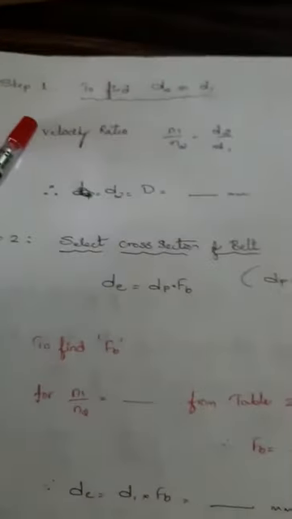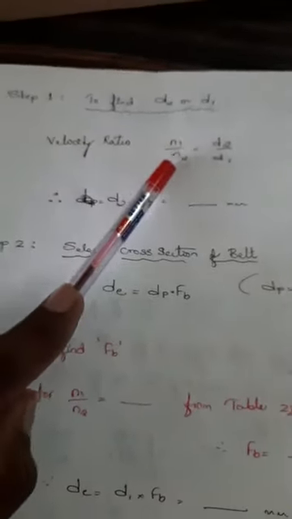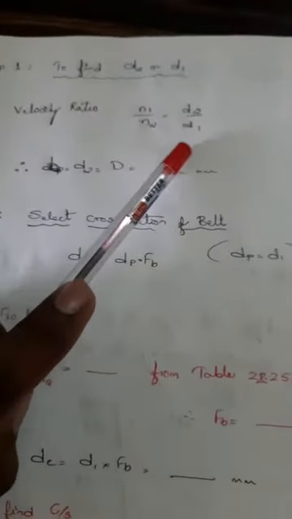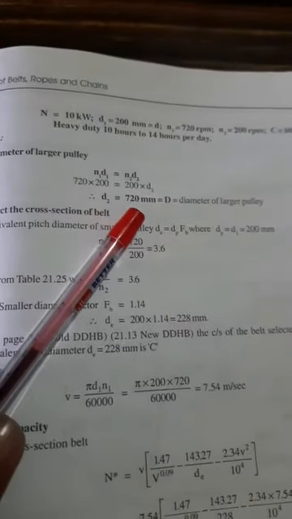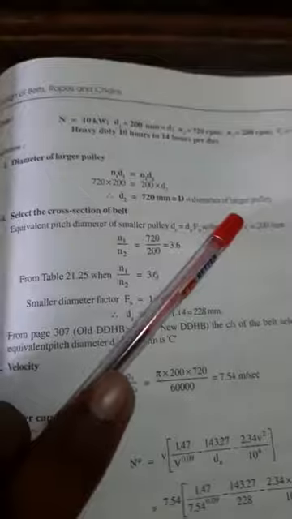So the first step is to find D2. Here D1 is given, so we'll find D2. The ratio N1 by N2 equals D2 by D1. Using the N1 D1 = N2 D2 formula, we find D2. Therefore D2 is 720, that is capital D, the diameter of the larger pulley.